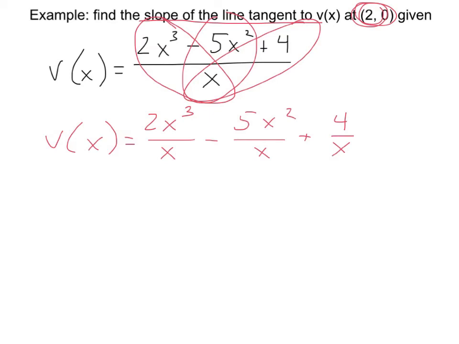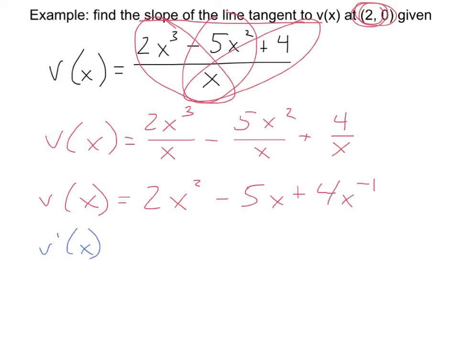Now none of those is really in a good position to take the derivative, so I'm going to keep using v of x. I'm not taking the derivative, I'm still just simplifying the expression. 2x squared minus 5x plus, and this will be 4x to the negative 1. Now each of these is in a good position for me to take the derivative. So finally I'm going to do v prime of x for the derivative.